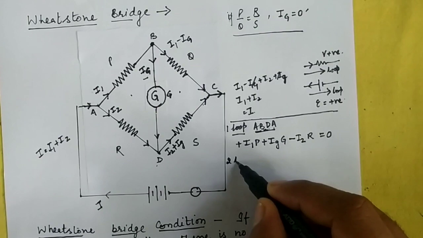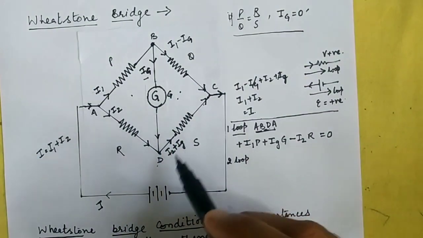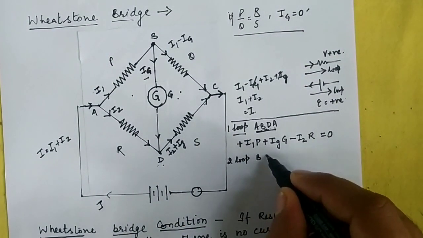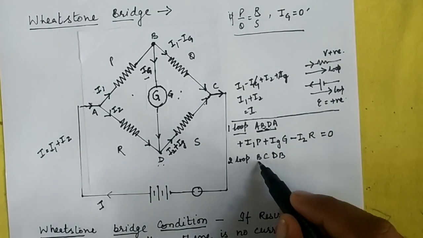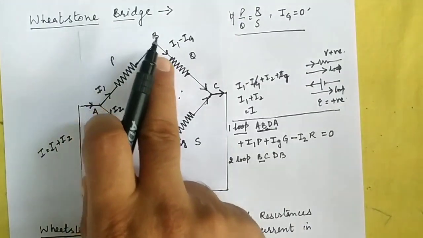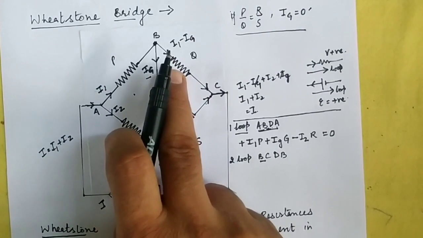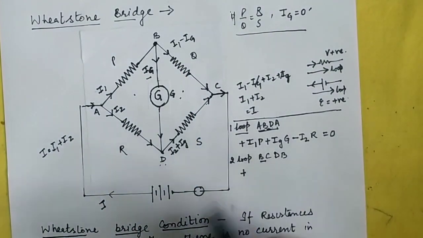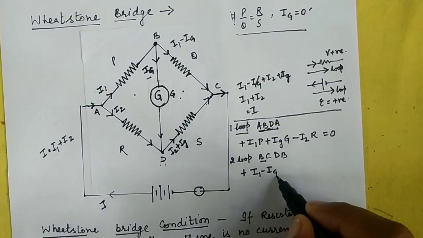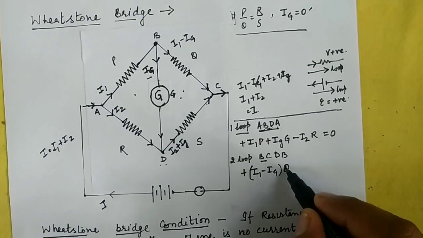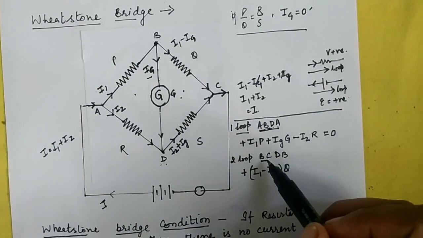Now apply the loop rule for the second loop, this part, that is B, C, D, B. While moving from B to C, your direction of current and the loop direction are the same. So here the potential drop is positive. So what is the current? That is I1 minus IG, and Q, current and resistance. This B to C part is over.